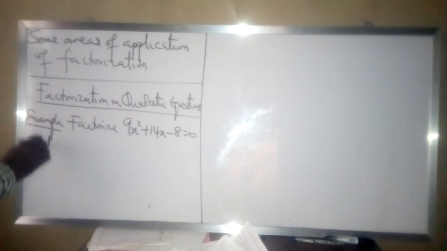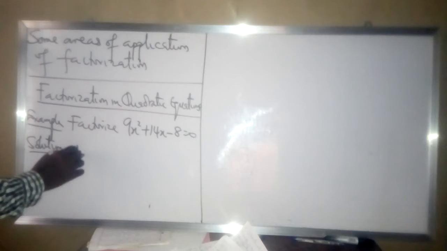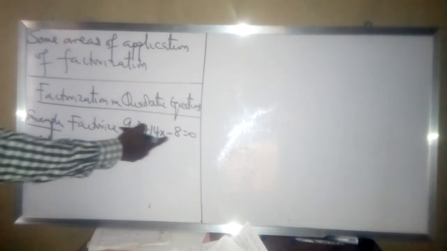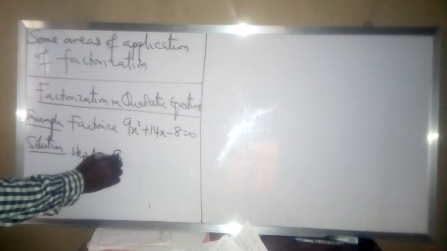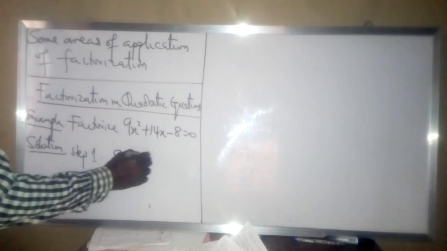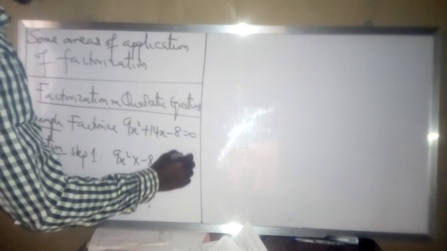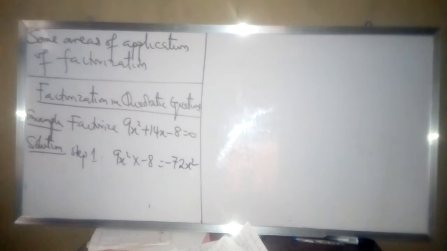Now, we shall follow the following steps. The first step, step 1, is we are going to multiply the first term by the last term. 9x squared multiplied by minus 8. That will give us minus 72x squared. That is the first step.